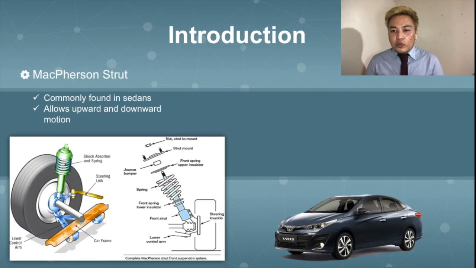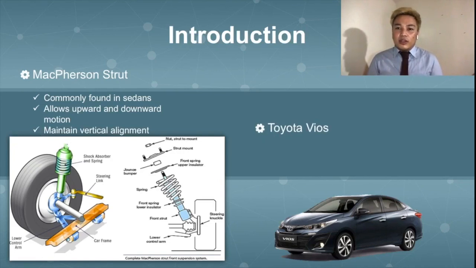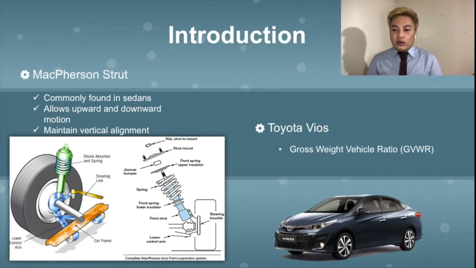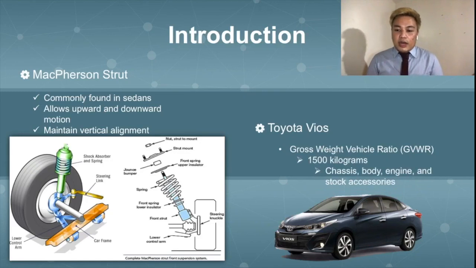So to be more specific on the type of suspension system, or the lower control arm that we're going to use, we will be focusing on the Toyota Vios model because Toyota Vios is commercially available in the Philippines, right? And we need to be careful on the weight that we need to consider. Based on our research, the gross vehicle weight rating, or GVWR, of a Toyota Vios is 1,500 kilograms. This includes the chassis, the body, engine, and other stock accessories, but not including any passengers or any accessories that are installed afterwards. And it is important because we need this value for our computations.